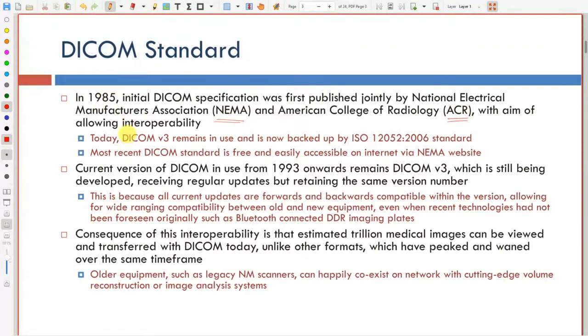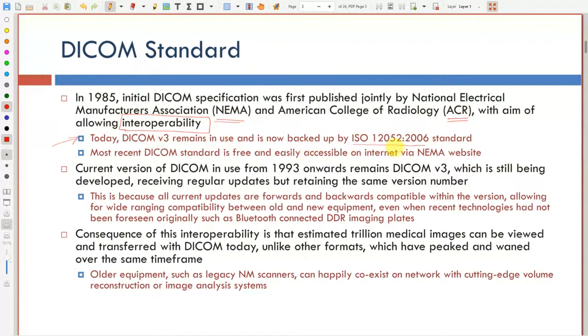The main aim of this standard was to allow interoperability. This is the key word here. It allows different images to be read by different vendors. The current version of DICOM right now is DICOM version 3. And it now has another standard, ISO 12052, although if you have DICOM version 3, it should be enough.